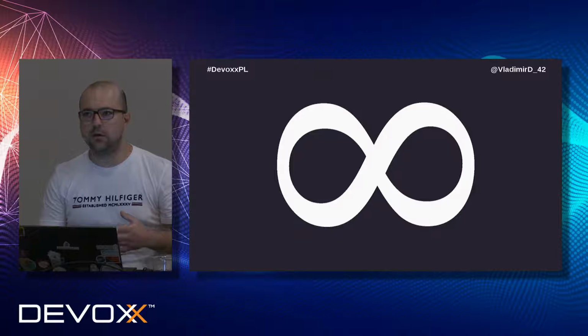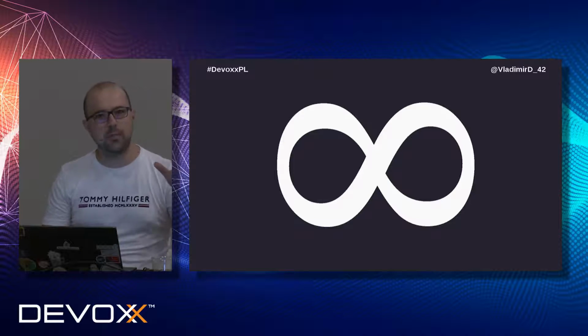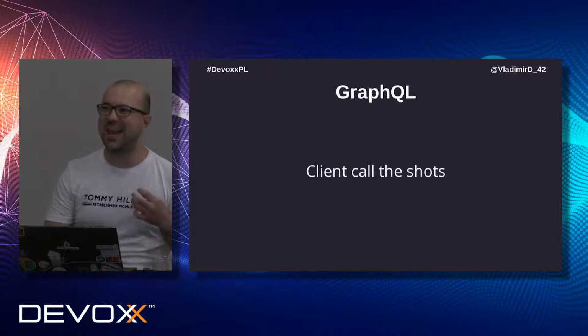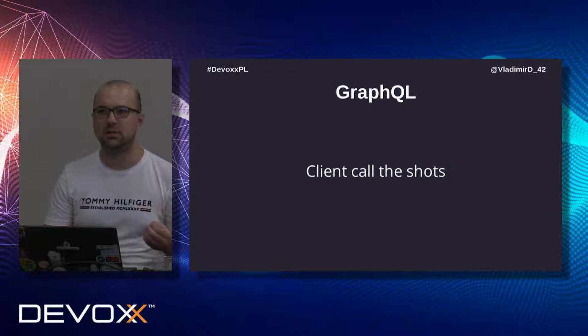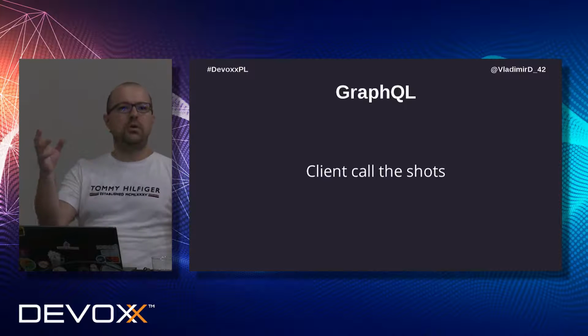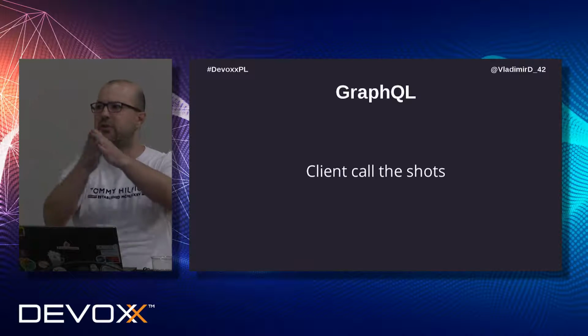And one thing that you need to remember when it comes to GraphQL, because most people are familiar with REST, is that in the case of GraphQL, the client calls all the shots. Because in REST, what we do is we define the endpoints. These are the things that we expose. This is where you can actually hit, sending certain parameters.